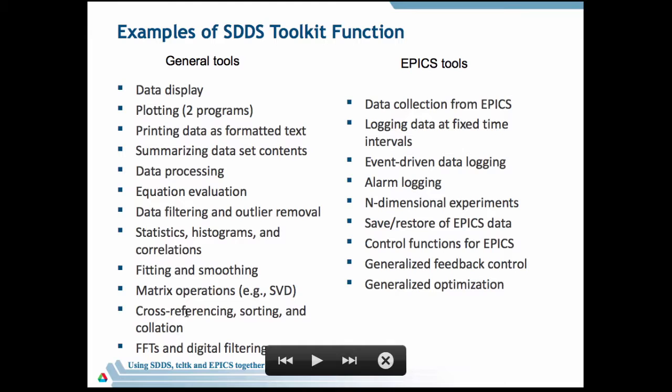Cross-referencing refers to having two separate files that have a common column between them, and you want to join the data between them. They may be unsorted or whatever. Cross-referencing will take the data from a second file and join it up with the first file and make a third file. We use that quite extensively.